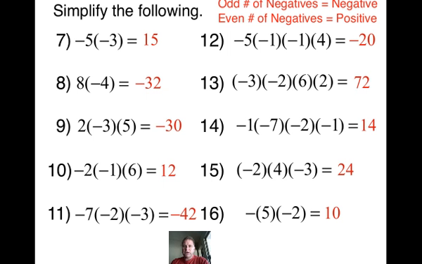So hopefully that gives you an idea of how to do it when you're multiplying a lot of numbers and there's positives and negatives in there. If you have an odd number of negatives, answer is negative. If you have an even number of negatives, answer is positive.